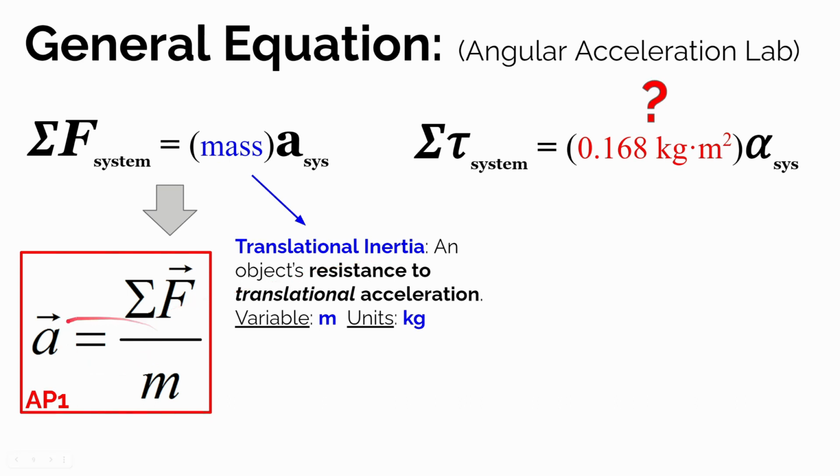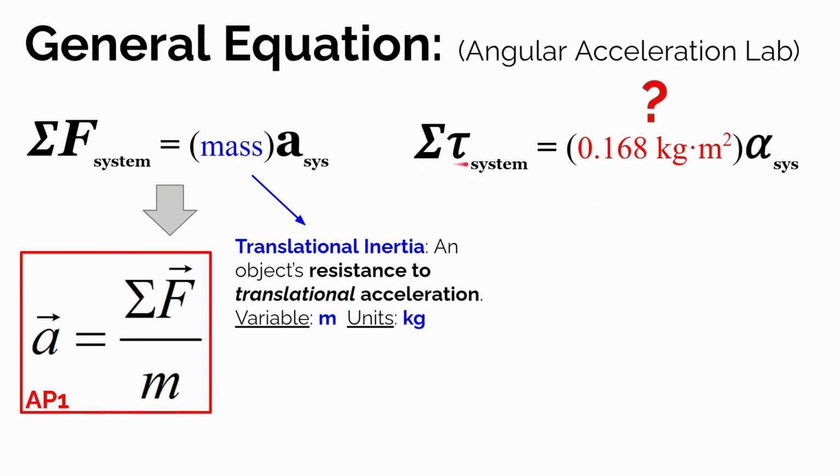And this equation is talking about translational motion, movement through space in the x, y, or z direction. And so mass is actually what we could call translational inertia. It's the object's resistance to a translational or linear acceleration. The more mass you have, the more that object is going to resist being accelerated by a net force. Well, let's use that same idea to think about this equation right here.